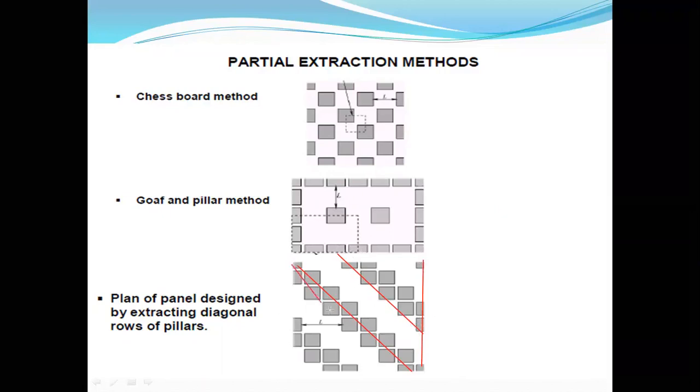Like this. Bigger one, right? Over a larger area. It will be acting over a number of pillars, it will be acting over an area. So that's what it is. So in panel design for extracting diagonally, if we extract the pillars in a diagonal way, the load will be distributed over a larger area, and its effect will be minimum.